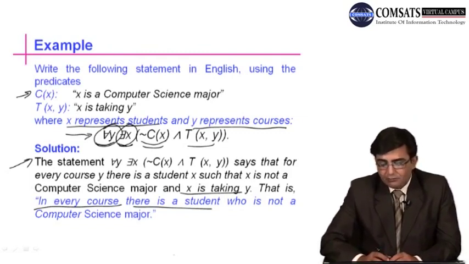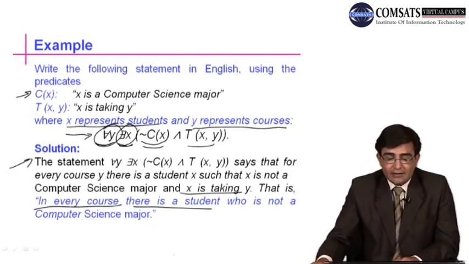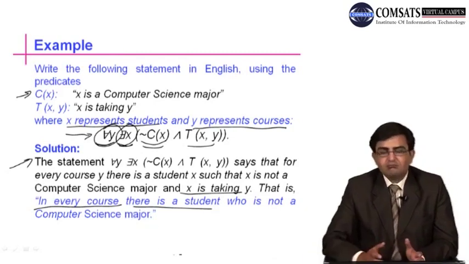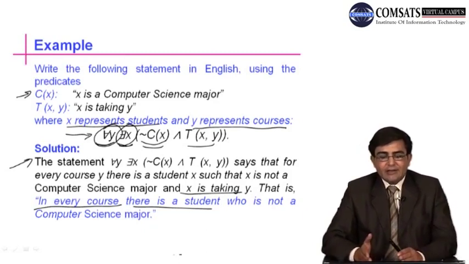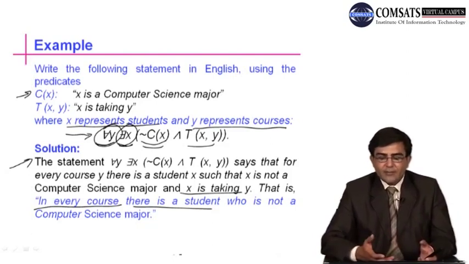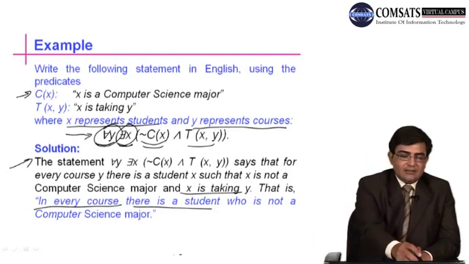In every course there is a student who is not a computer science major. In every course means in every course there is some student. What does it mean? It means that student is taking that course. That is, in every course there is some student who is taking the course, but he is not a computer science major. So I think this is the correct translation of this statement.